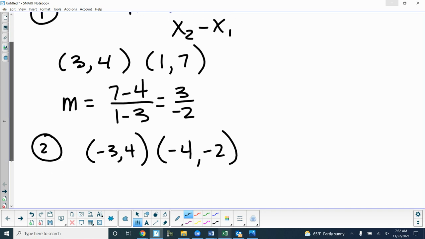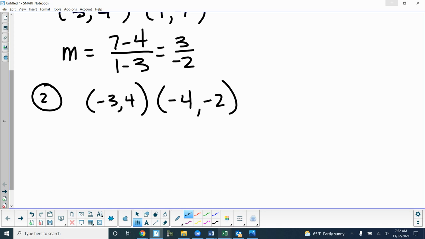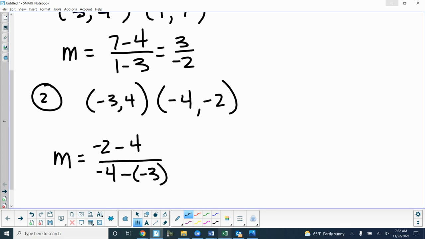Okay, and if there are mistakes made, it's usually you're putting the x and the y together. All right, remember, y2, negative 2, minus y1, 4. x2, negative 4, minus x1, negative 3. So just remember, y minus y, x minus x. Don't mix your x's and y's. That's a common mistake if a mistake is made.